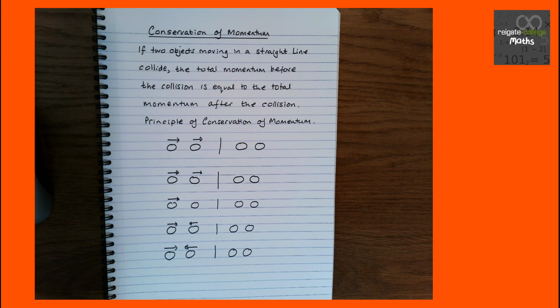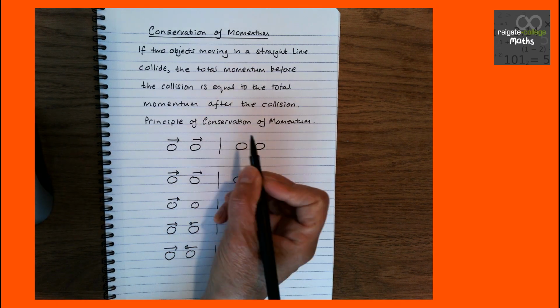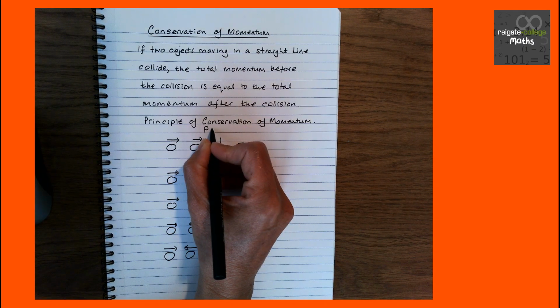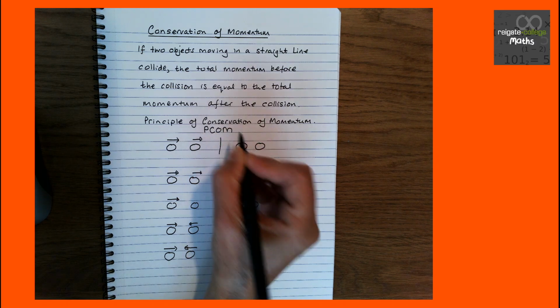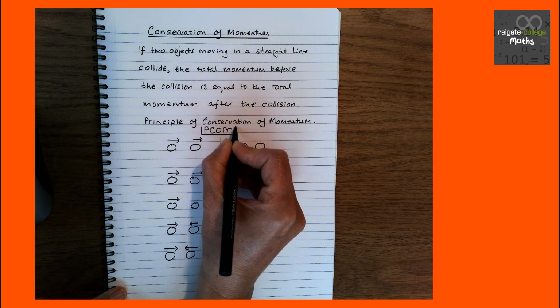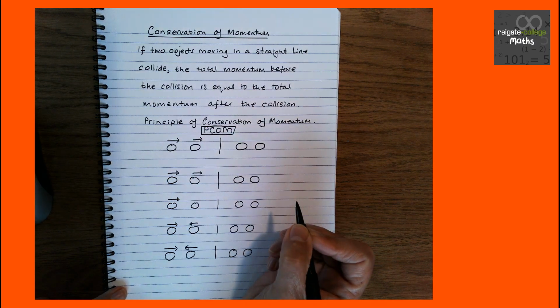So today we're looking at the principle of conservation of momentum. That principle states that if two objects are moving in a straight line and they collide, then the total momentum before the collision is equal to the total momentum after the collision. This is called the principle of conservation of momentum, and when you're working on momentum questions, if you write PCOM in your margin, then that makes it very clear that that is what you're doing. That's the standard abbreviation used in mark schemes.